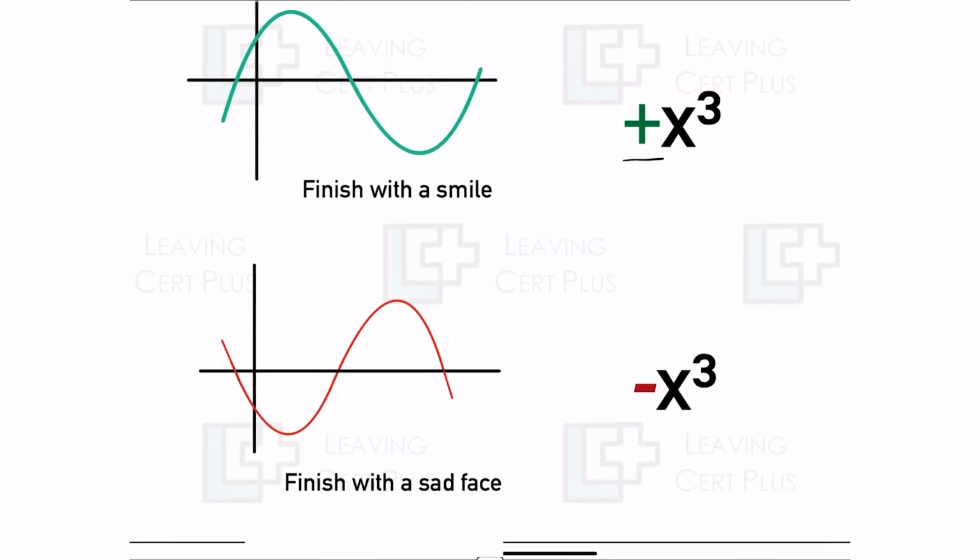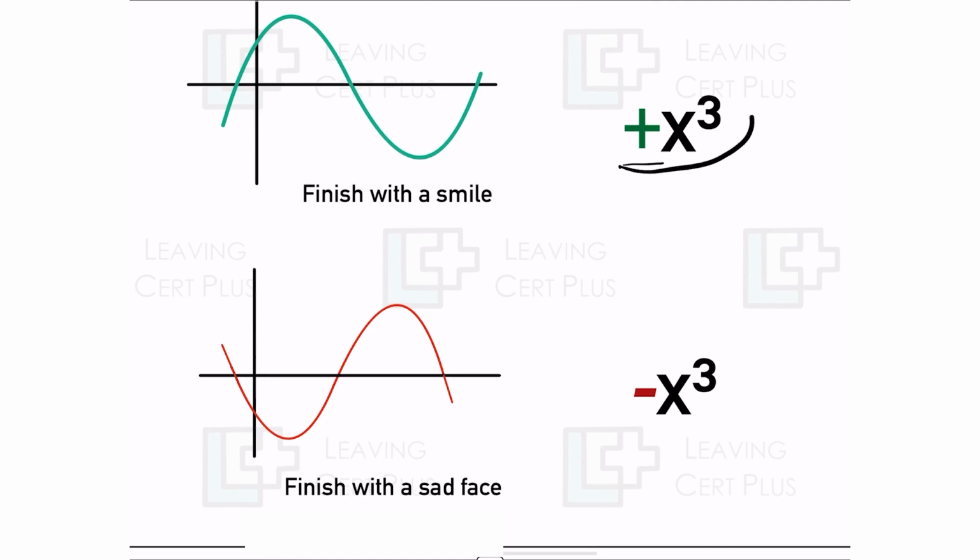Looking at the shape of cubic functions then, so you've got a positive x cubed, that's going to finish off with a smile. So it's similar to our quadratics. So remember, the quadratic positive x squared is going to be a happy face. If you change that to a negative x squared, that's going to be a sad face like this. Okay, so we finish off with a sad face if it's a negative x cubed. We finish off with a smile if it's a positive x cubed.